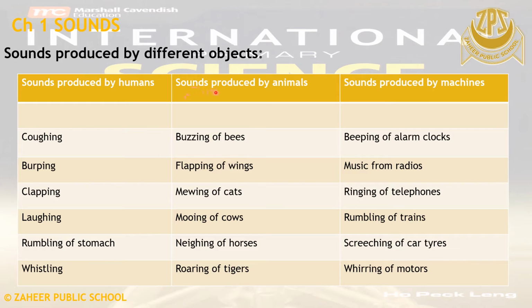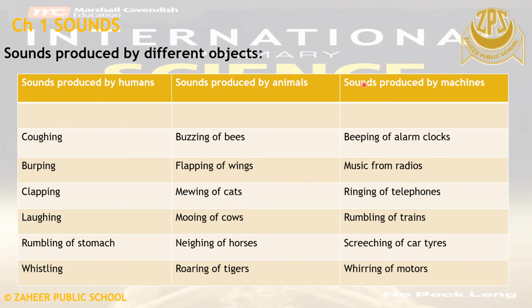Now, the sounds which are produced by the animals are the buzzing of the bees, buzz, and the flapping of the wings of the birds, like the eagle and the crow, and the mewing of the cats, meow, and the mooing of the cows, and neighing of the horses, and the roaring of the tigers.